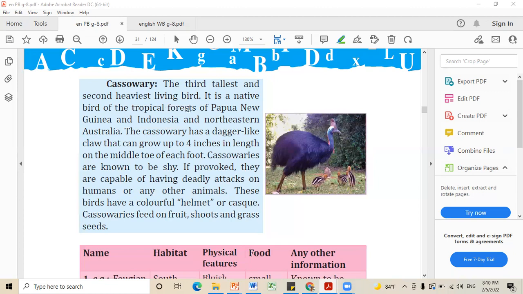So tropical forests of Papua New Guinea and Indonesia and northeastern Australia, right? Papua New Guinea, Indonesia and northeastern Australia, right? The next sentence. The cassowary has a dagger-like claw that can grow up to 4 inches in length on the middle toe of each foot, right?